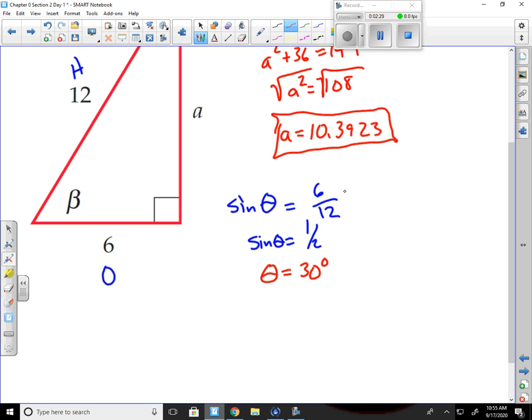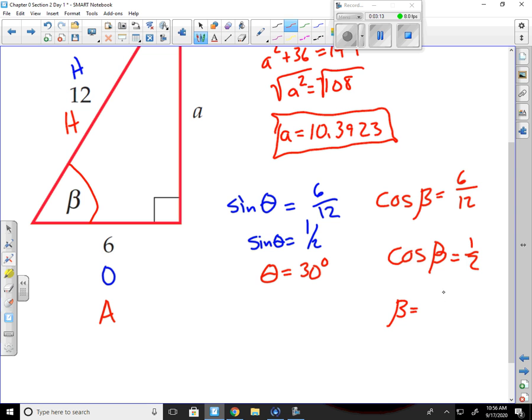Okay, now let's look at beta. Now, if I'm doing beta, this would not be the opposite side, it would be the adjacent side. This is still the hypotenuse. So adjacent over hypotenuse gives me cosine theta equals adjacent, which is 6 over the hypotenuse 12. That reduces to 1/2 again. Ooh, that's an ugly beta. Take the inverse cosine of both sides, or just memorize from the table. This is going to be beta equals 60 degrees. And we're done.